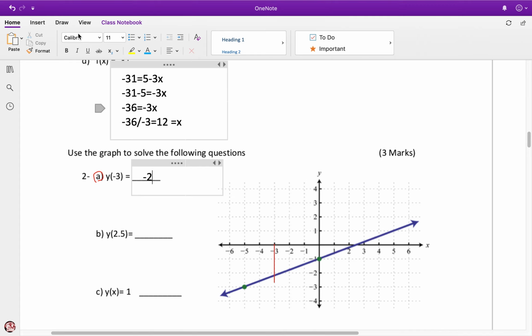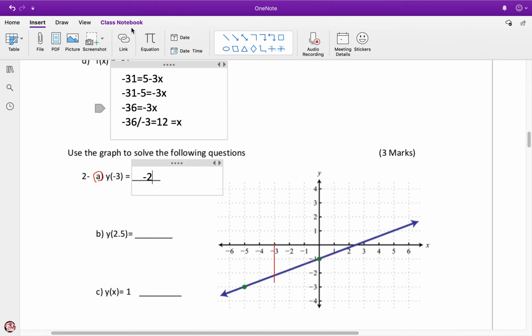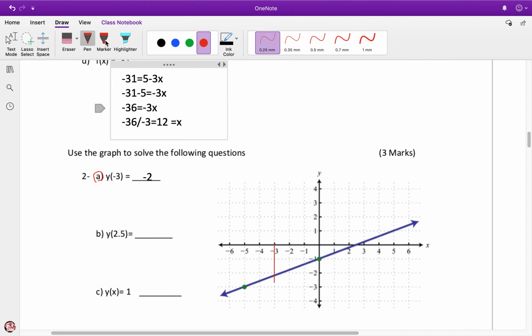I'm going to do it again here. Let's insert another line. I'm going to go 2.5. If I look here at 2.5, which I'll use green, it's right here, which is going to be 0.